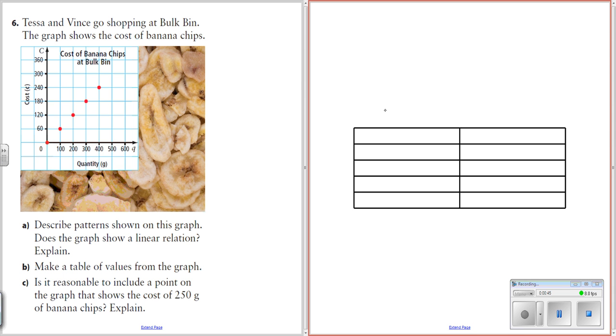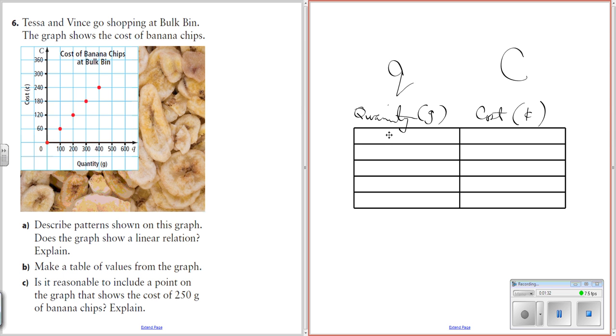So if we go over here now, we're going to figure out what I'm going to put here and what I'm going to put here in my table of values. Well, here it goes up 100, 200, 300, 400. Here it goes up 60, 120, 180. So my x-axis is what I'm going to use here. I'm going to label this quantity, Q-U-A-N-T-I-T-Y, and I will also put grams. And over here, I will put cost, and that is in cents. So I've labeled my two columns. This is represented by the variable Q, and this is representing the variable capital C.